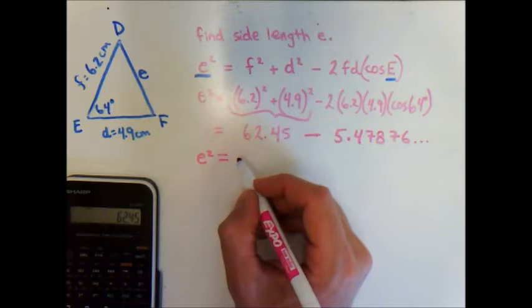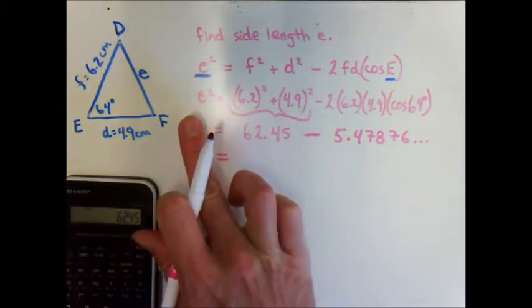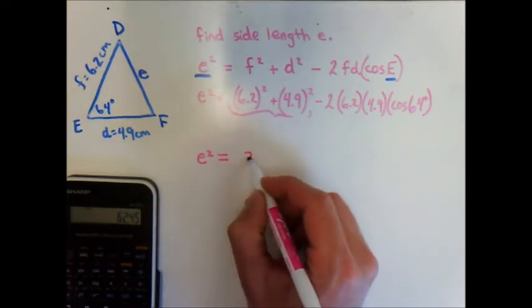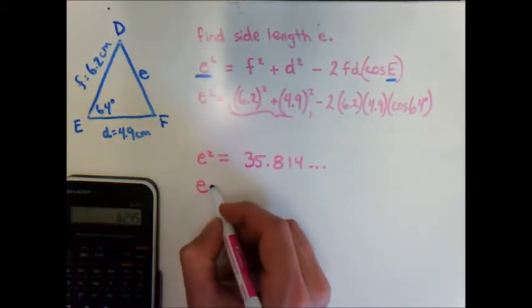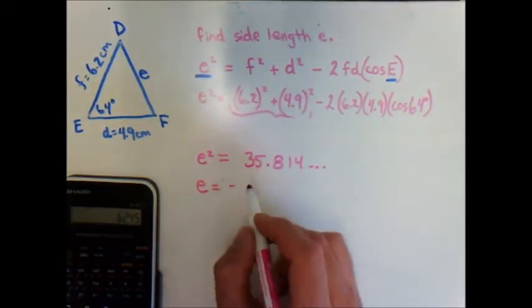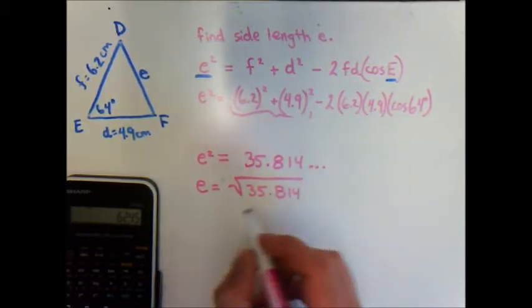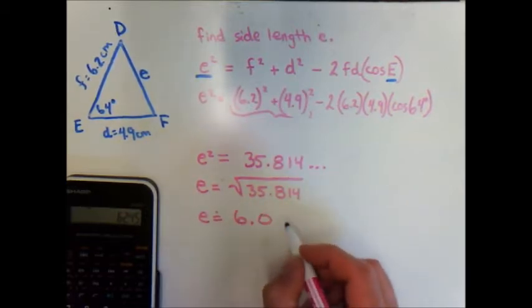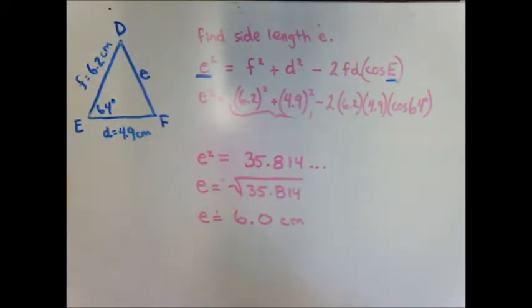And we should get that E squared is approximately... something went wrong with mine. I got the 35 one. Yep. I just wrote mine all in and I got E squared should equal 35.814, etc. Which means E equals the square root of that. So E equals approximately 6 centimeters.